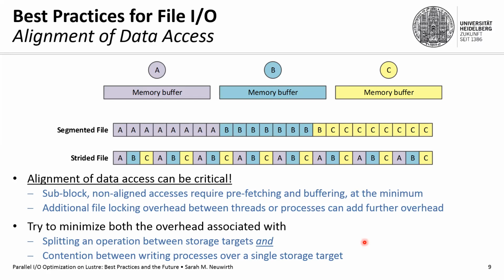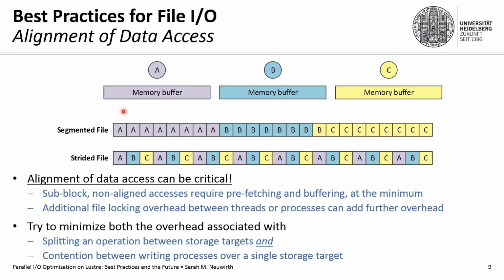Besides the stripe alignment, the size and location of I/O operations should be carefully managed. By mapping writing processes to a specific server, the number of concurrent operations on a single server can be reduced. This is especially helpful when file locks are handed out on a per server basis, which is the case for Lustre, to minimize the file locking contention. For single shared files, for example, you should try to minimize both the overhead associated with splitting an operation between storage targets and the contention between writing processes over a single storage target.